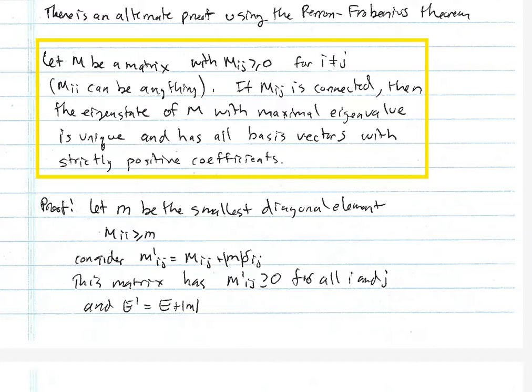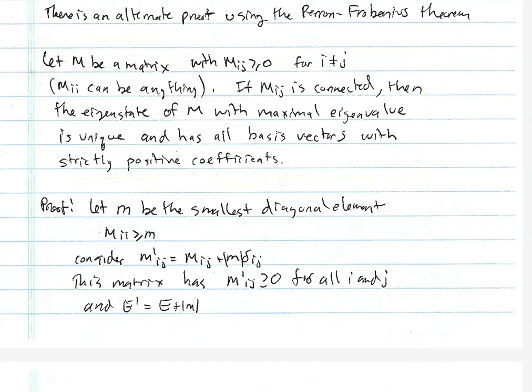Then what we say is the eigenstate of M with the maximal eigenvalue is unique, and it has all basis vectors with strictly positive coefficients. So that's a really powerful statement. It says that there's no degeneracy in the eigenvalues. The eigenvalue is unique, and you also learn that the coefficients of the eigenvector all have the same sign, which is a pretty powerful statement. It turns out that the proof of this is actually quite easy to do.